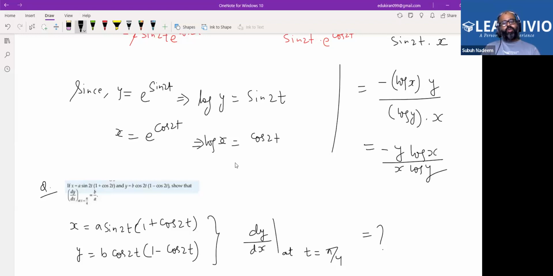But the rest of the process is same as we are doing. In the previous question we did, we found dy by dt, we found dx by dt, then we divided, and that is dy by dx. Finally, when you get the answer, then you will put there p is equal to pi by 4, and you will write the final answer. So just try this one.